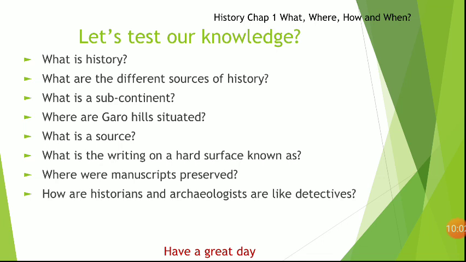Where are Garo Hills situated? Garo Hills are situated in the northeast. What is a source? Sources are like clues which give the information about the past. What is the writing on a hard surface known as? Writing on a hard surface is known as inscriptions. Where were manuscripts preserved? Manuscripts are preserved in the temples and monasteries. How are historians and archaeologists like detectives? Historians and archaeologists are like detectives as they use the sources as clues to find out about the past.